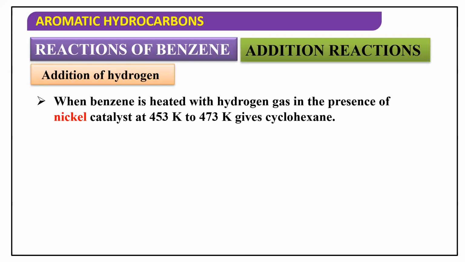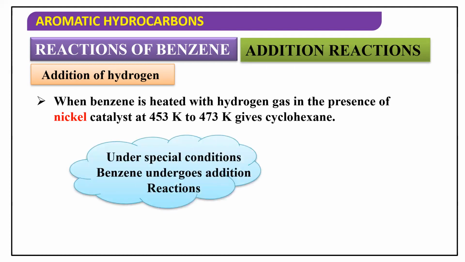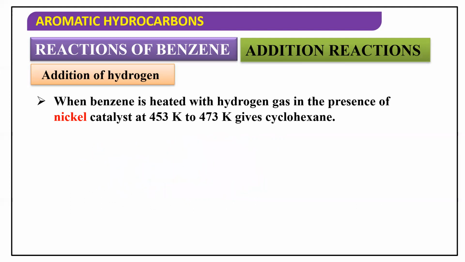At 453 to 473 Kelvin, it gives us cyclohexane, under special conditions, when the benzene undergoes addition reactions. So this is what we said. We said previously that when you compare electrophilic substitution to addition, electrophilic substitution is something that is common, whereas addition does not happen normally. For that to happen, it can only happen under extreme conditions or special conditions.